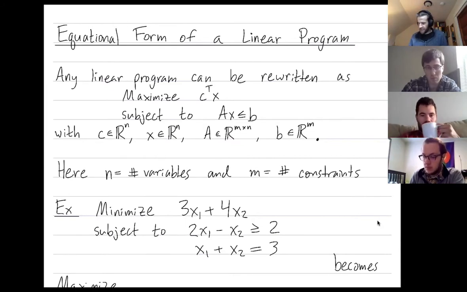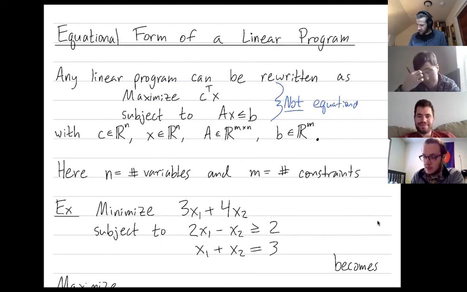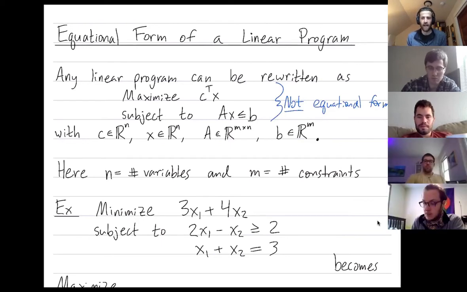First, let me talk about a different form. The only name you need to know for this form is that it's not the equational form. But this is good practice. So I want to describe how any linear program can be rewritten in the following form. Maximize c transpose x, subject to Ax is at most b, where c is a vector of weights on the function we're trying to maximize.